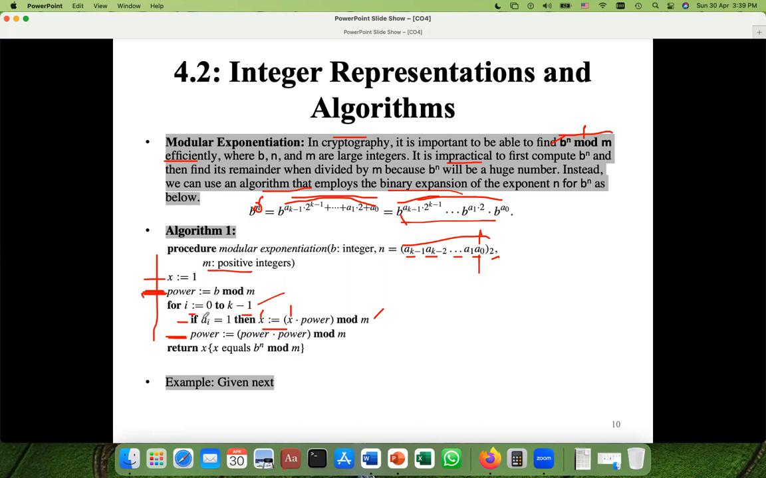And when this loop ends, finally you return that x value. Whatever the value in x, you are returning. And what is that x? It is b raised to the power n mod m. Whatever you have in x would be equal to b raised to the power n mod m. That would be the result of our question.